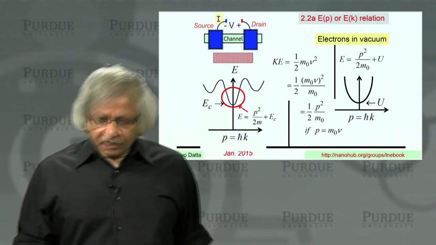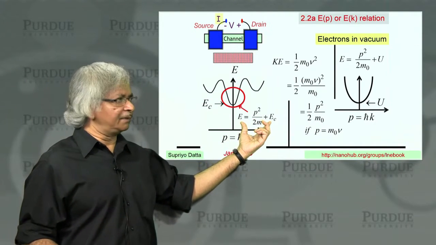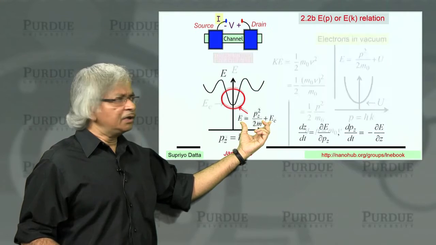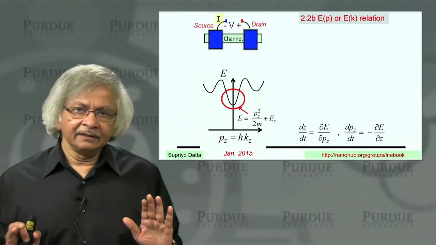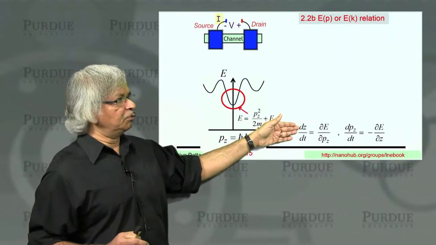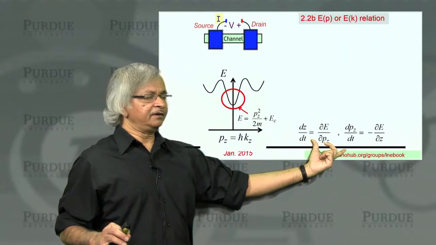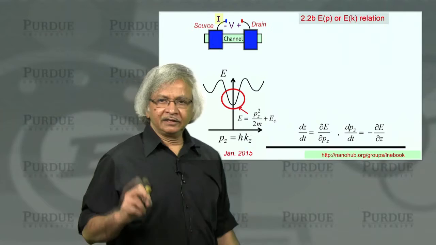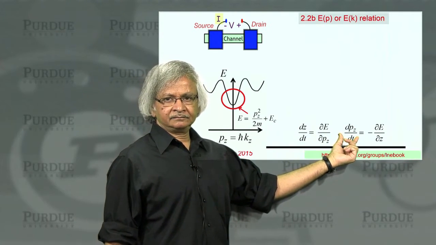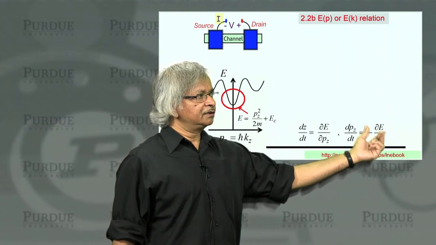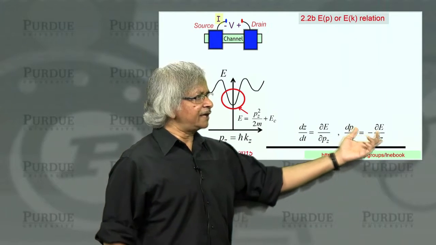Now, the point I want to make though is that as long as you have what you call parabolic bands, it is okay to say p equals mv, like you're used to. On the other hand, the more general relation that will work, irrespective of the shape of the energy momentum relation, is what I've written here. These would be the general form of the laws of mechanics. That is, the rate of change of momentum is proportional to this derivative of energy with respect to distance. That is just Newton's law.